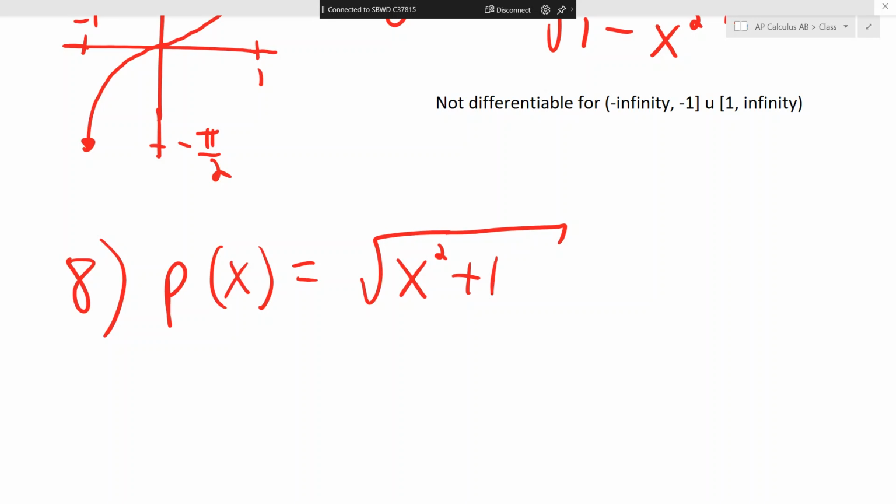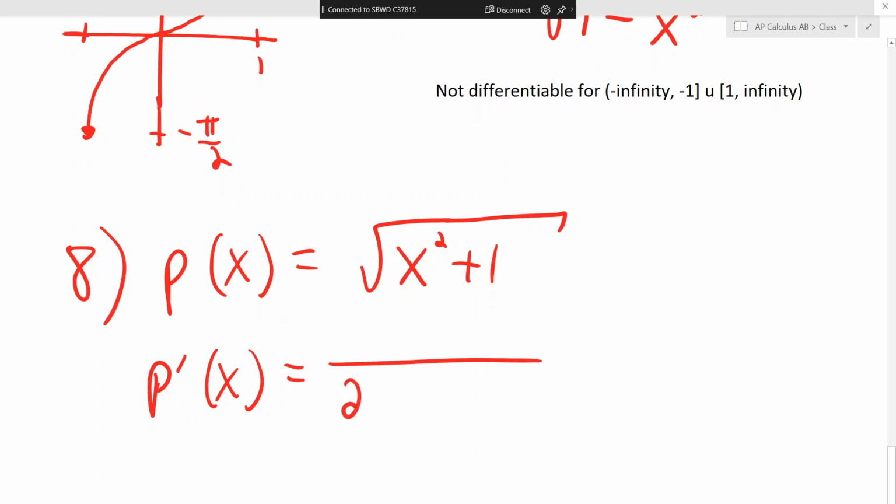So if you derive this thing, even though it's got that square root, the derivative is just 1 over 2 square root of x squared plus 1 times 2x. Right? And again, that's got a denominator, but it's never 0. It's got a square root, but it's never negative. Cool? We could definitely cancel out those 2's.